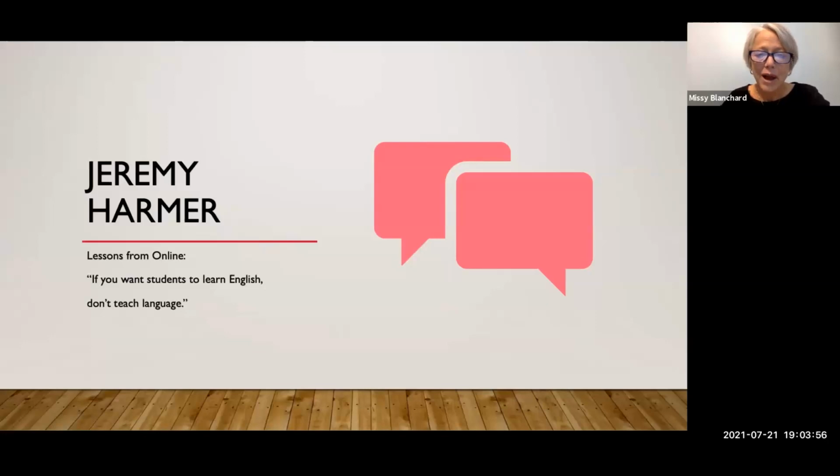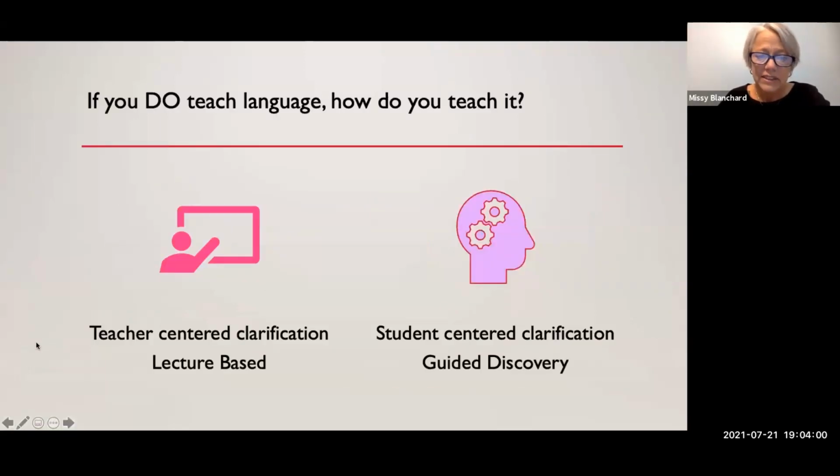But in my portion, I want to talk about if you are going to teach English, if you do teach language, how do you teach it? And I'm basically today going to talk about the difference between a teacher-centered clarification, which tends to be lecture-based, and a student-centered clarification, one of which the techniques is called guided discovery.